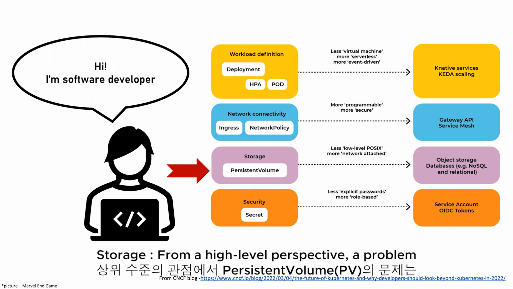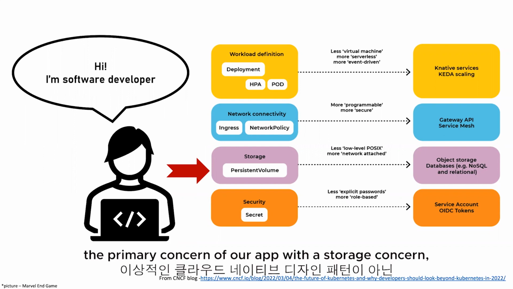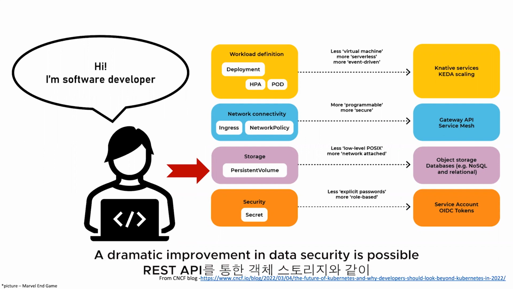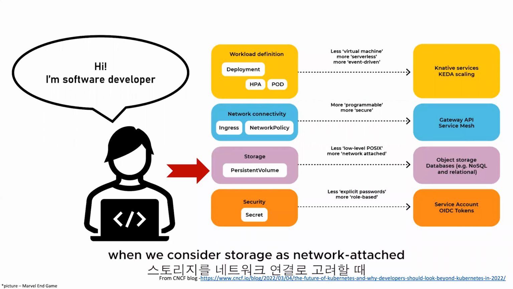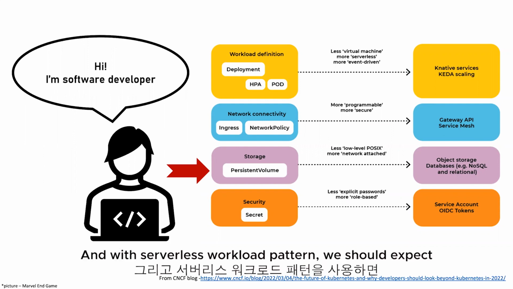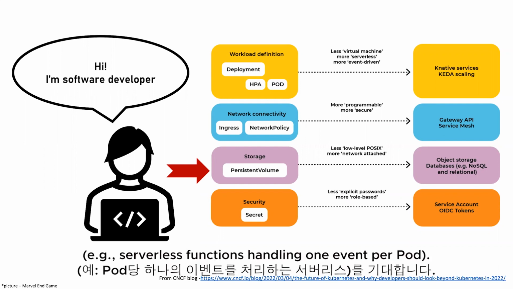Storage. From a high-level perspective, a problem with persistent volumes is that they combine the primary concern of our application with a storage concern, which is not an ideal cloud-native design pattern. A dramatic improvement in data security is possible when we consider storage as network attached. For example, consider object storage through REST APIs. And with the serverless workload pattern, we should expect more dynamic and shorter-lived workloads. For example, serverless functions handling one event per pod.